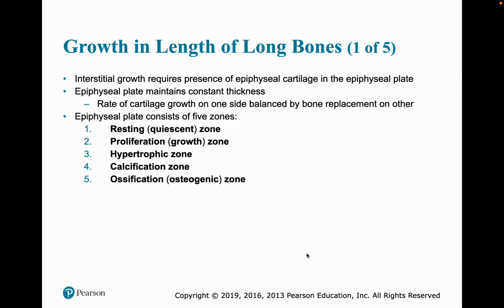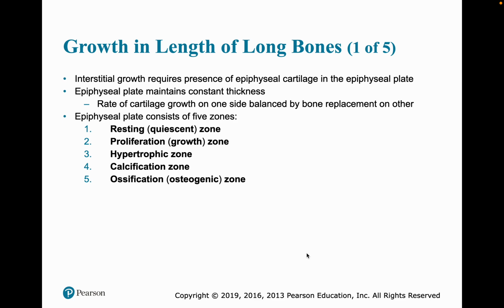So in long bones, we get the epiphyseal cartilage giving us interstitial growth, and that involves the epiphyseal plate. The epiphyseal plate maintains a constant thickness. The rate of cartilage growth on one side is balanced by bone replacement on the other side. So our epiphyseal plate can be divided into 5 zones: resting, proliferation, hypertrophic, calcification, and ossification zones.